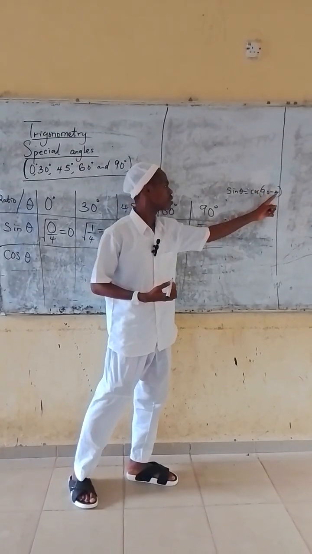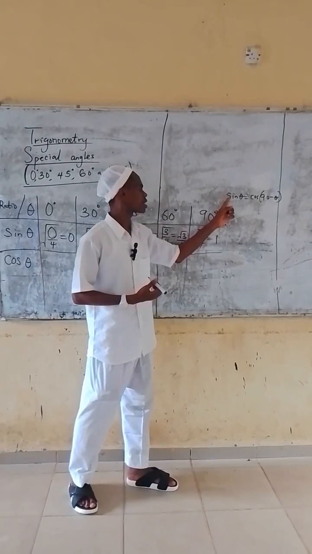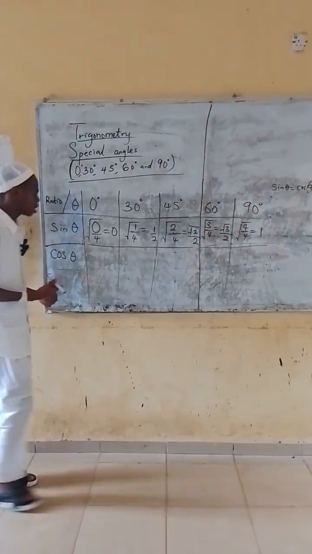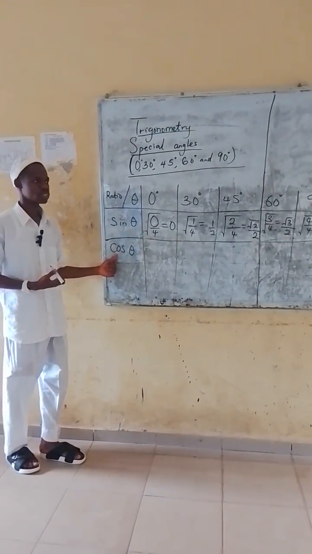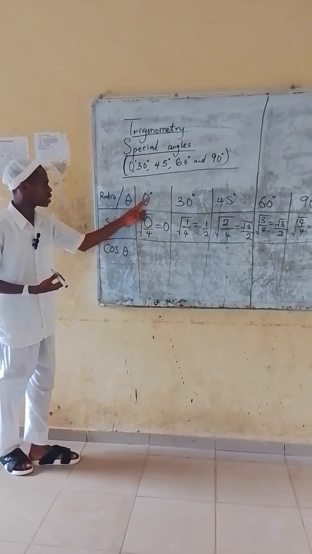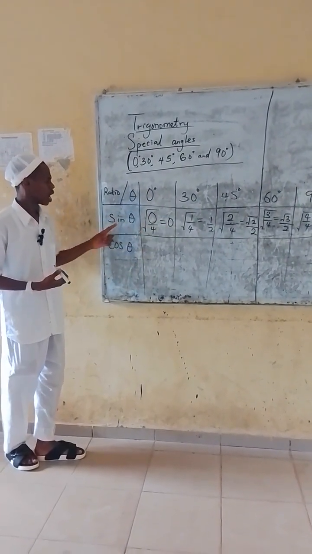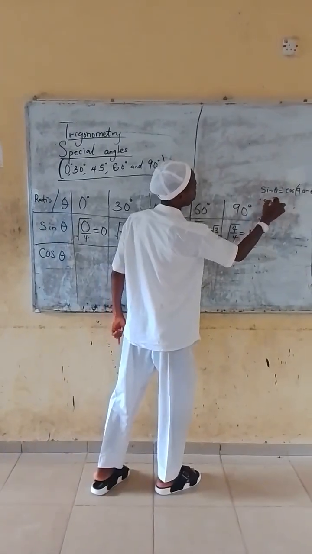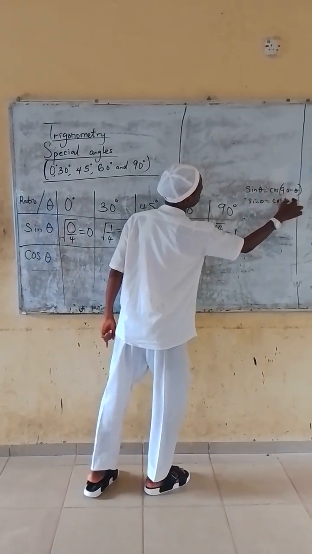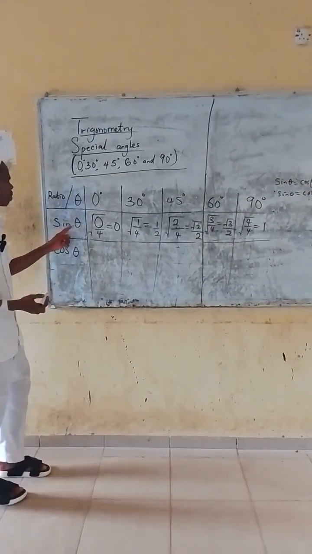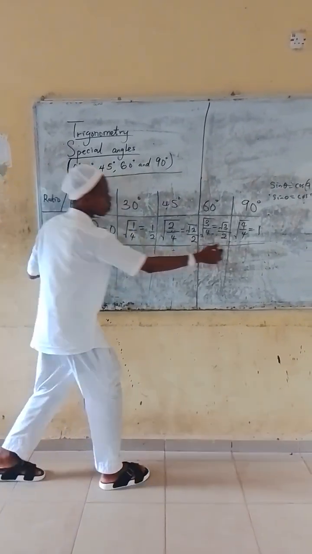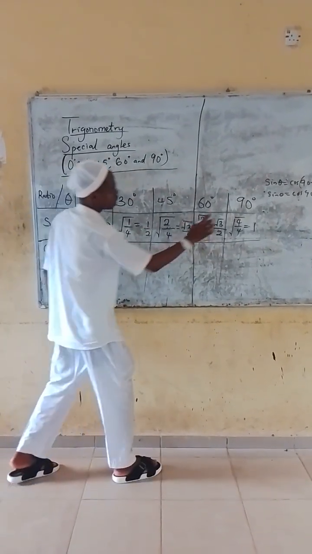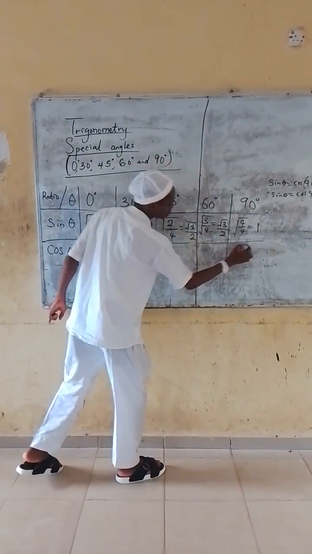And 90 minus 0 is 90. So what I'm saying here is that sine 0 equals cos 90. And I can now use that to answer my question. Since sine 0 equals 0, and we said that sine 0 equals cos 90, whatever I have for sine 0 will be what I have for cos 90. Since sine 0 here is 0, that means cos 90 is 0.